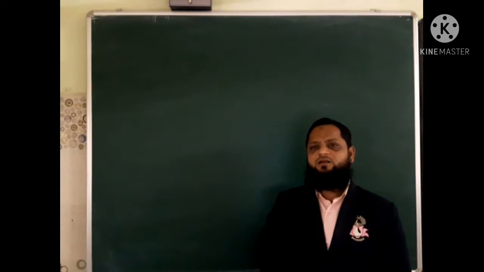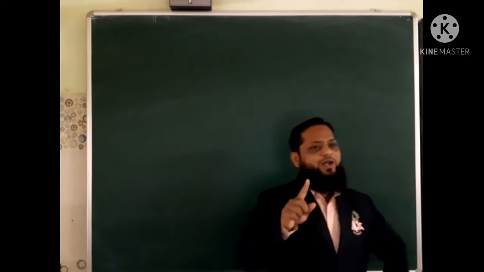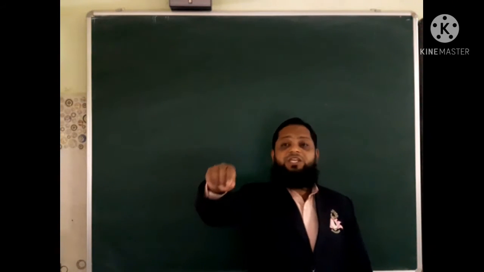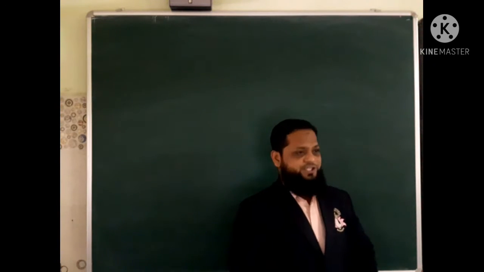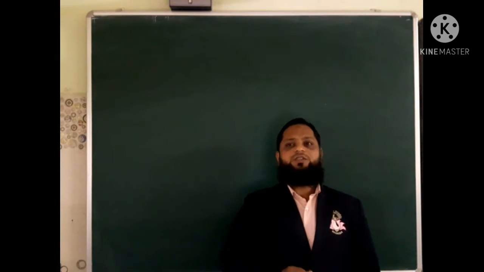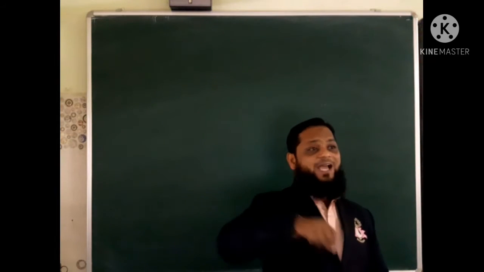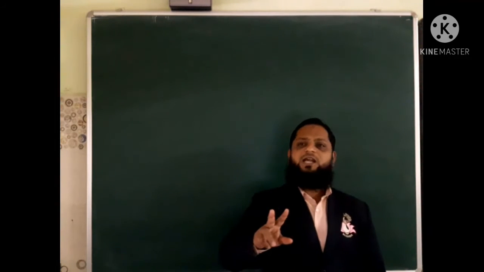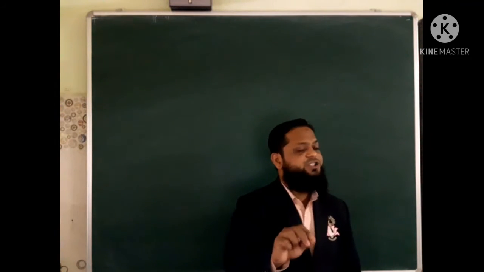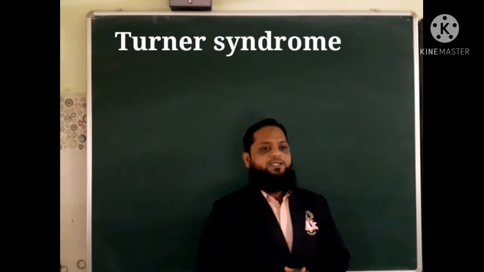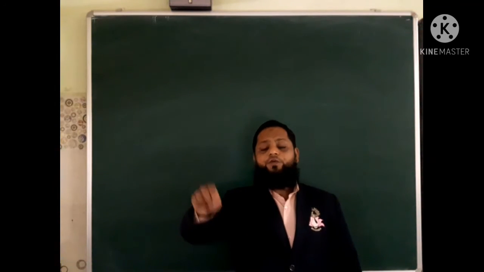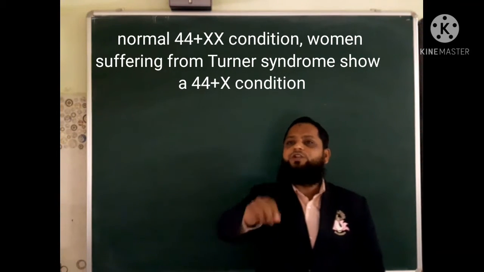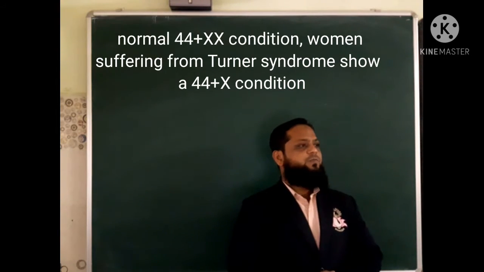I hope it's very clear. I told two reasons here. One is that the parent did not donate the gender related chromosome to the child. The second reason is inactivation of the gender related part of the X chromosome. Both reasons lead to the Turner syndrome. Instead of the normal 44 plus XX condition, it will be 44 plus X.